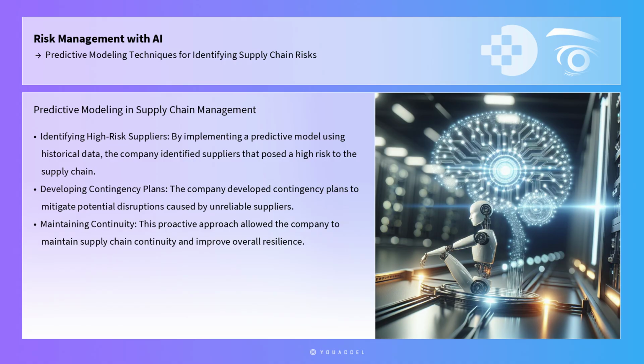A practical example of predictive modeling in action can be seen in the case of a global consumer goods company that faced frequent disruptions in its supply chain due to supplier reliability issues. By implementing a predictive model using historical data on supplier performance, the company was able to identify high-risk suppliers and develop contingency plans to mitigate potential disruptions. This proactive approach allowed the company to maintain supply chain continuity and improve overall resilience.